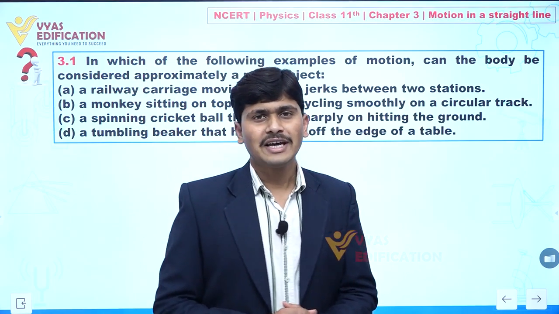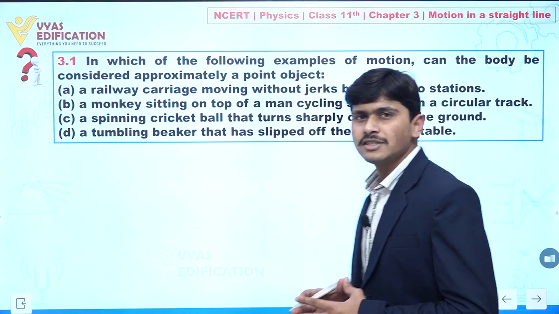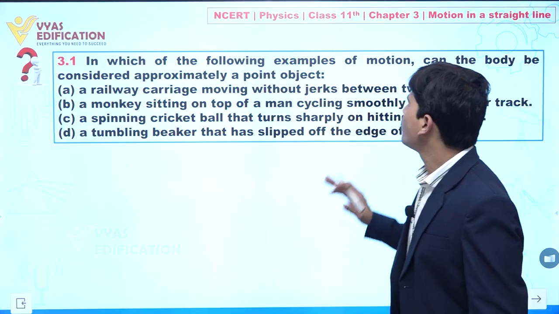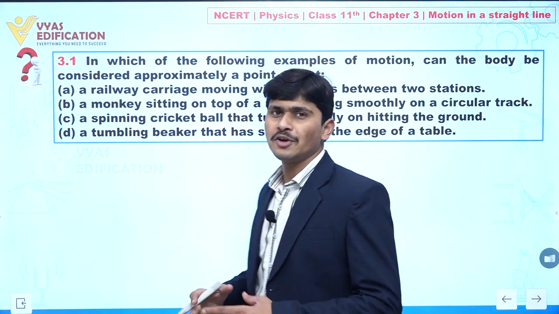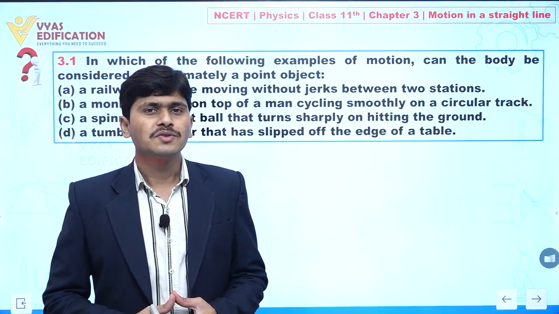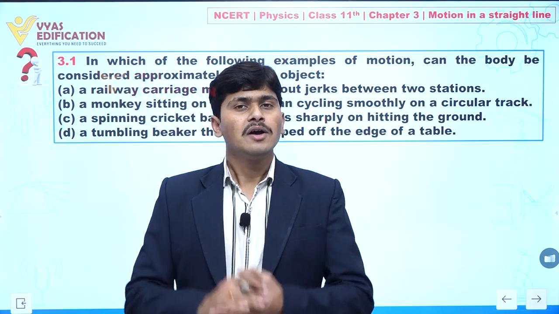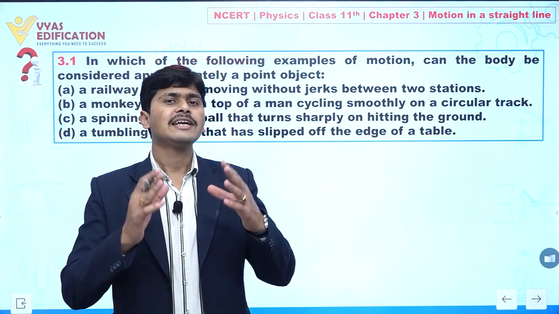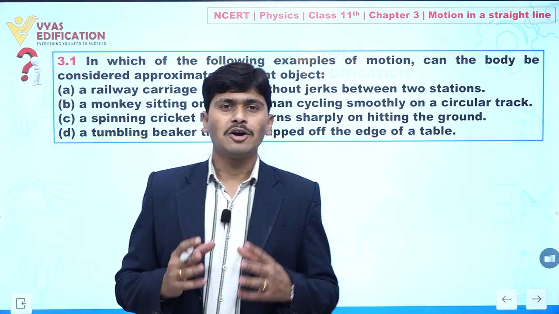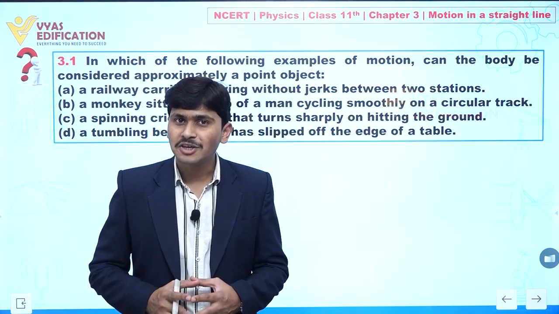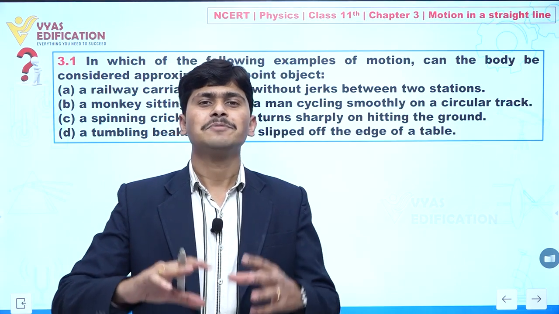Now, dear student, we are going to discuss question number 3.1, and in this question it is given to you: in which of the following examples of motion can the body be considered approximately a point object? Clear? So, first of all, let us try to understand what a point object is. Point object means when we can treat any object as a point object. When the distance covered by an object is very large compared to the size of the object, then we can say that the object can be treated as a point object.